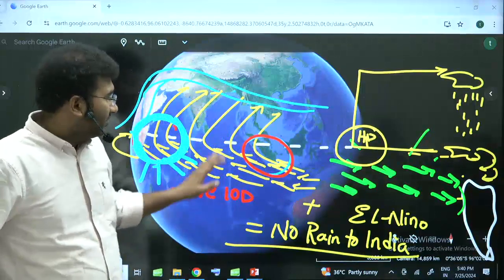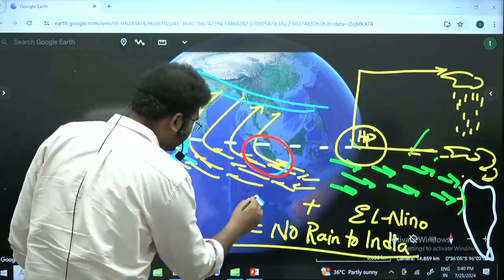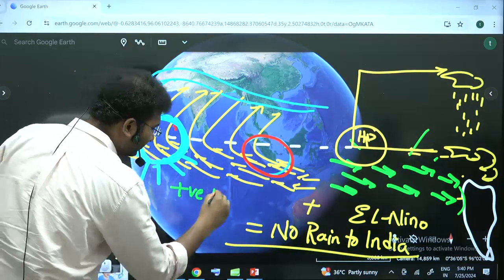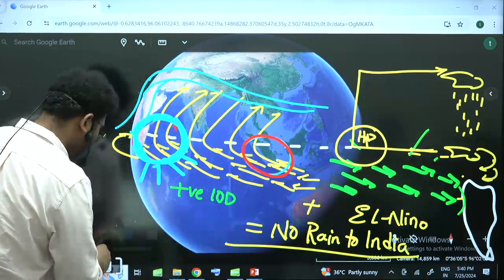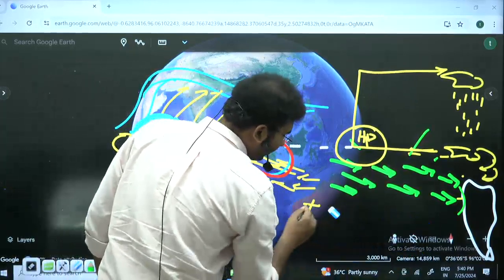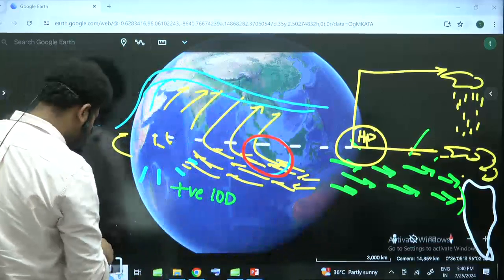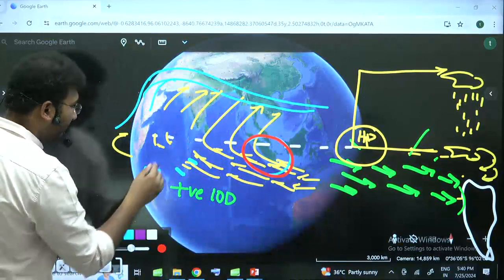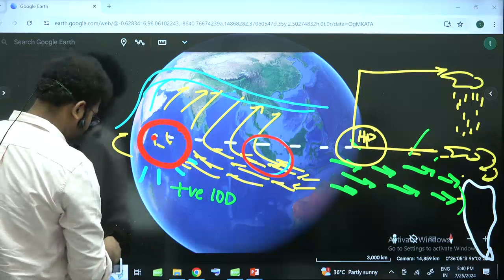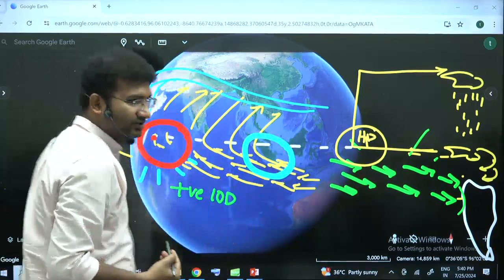But just imagine, instead of a negative Indian Ocean dipole, you have a positive Indian Ocean dipole. What do you mean by positive Indian Ocean dipole? Now look here. You have El Nino conditions, just try to understand this. You still have El Nino conditions and a positive Indian Ocean dipole. This is positive, and this is cold water. This is a positive Indian Ocean dipole, right?